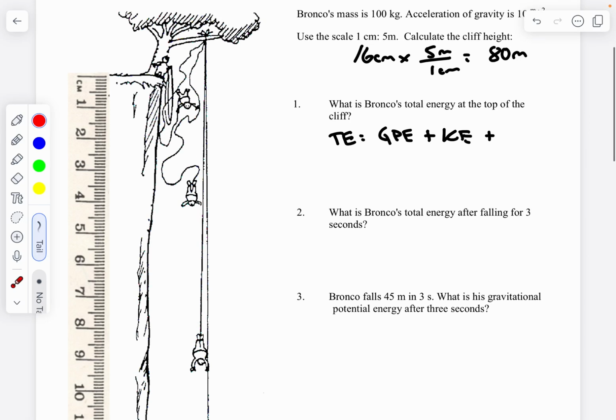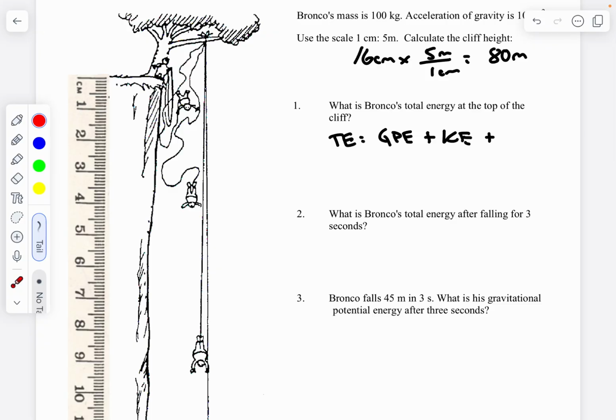If you can imagine stretching a rubber band or stretching a bow and arrow, as you stretch that rubber band or the bow, there's energy built up in that stretch, and when you let it go, it gets released as kinetic. So we call that elastic potential energy. We're going to throw that in here as a third kind of energy that our bungee jumper could have at some point along his journey.